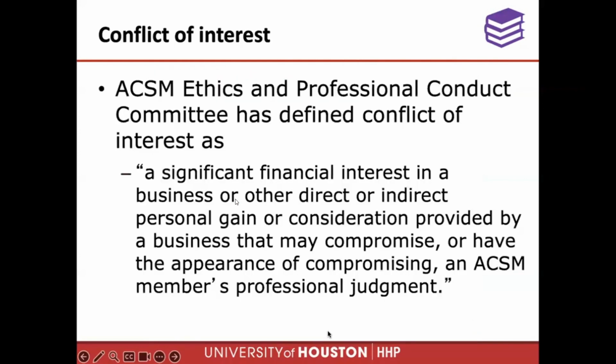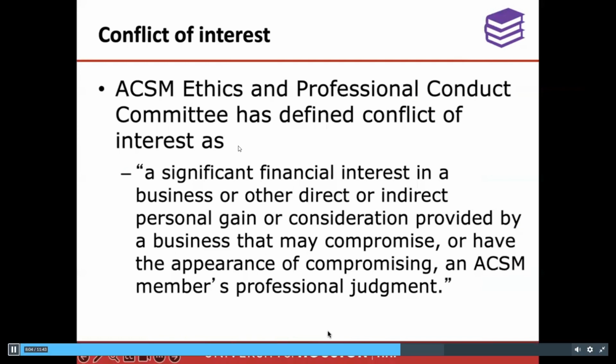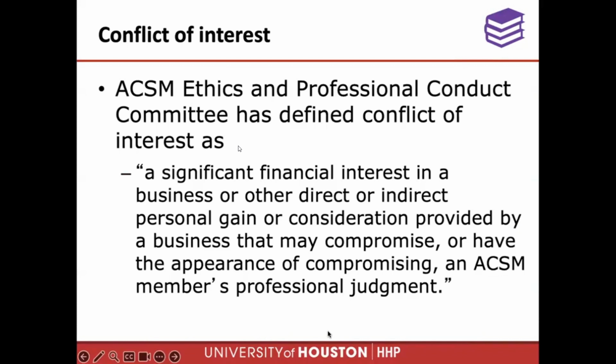So, conflict of interest. The ACSM Ethics and Professional Conduct Committee has defined conflict of interest as a significant financial interest in a business or other direct or indirect personal gain or consideration provided by a business that may compromise or have the appearance of compromising an ACSM member's professional judgment. So back to that protein example I just said, because this is pretty common. I used to do protein research, and a lot of times people would ask me, "Oh, what's the best type of protein shake?" or "What's the best source of protein?" or "I don't like shakes. What are some other sources of protein?" That was a really common question I would get asked.